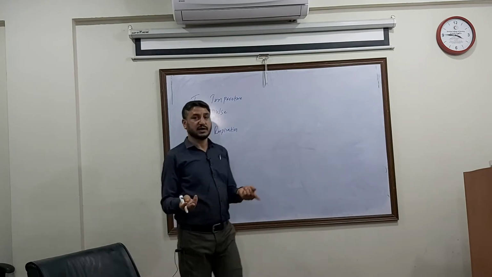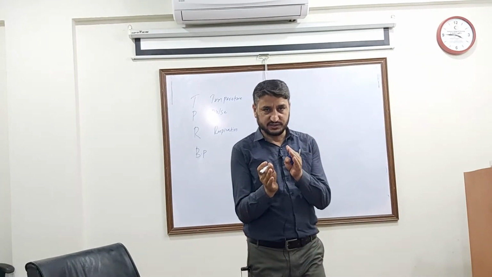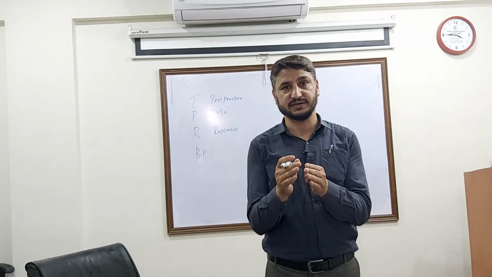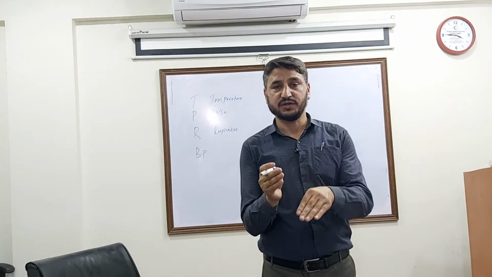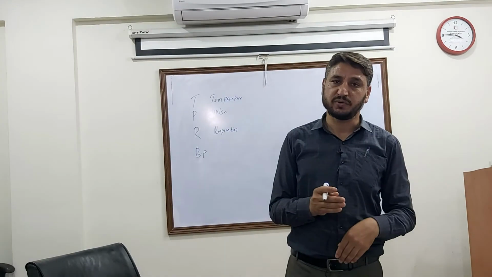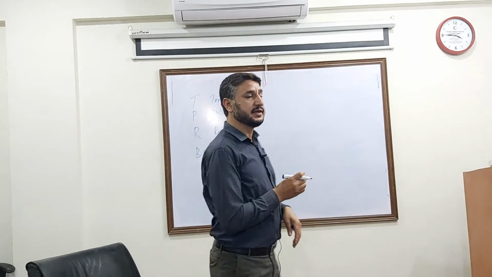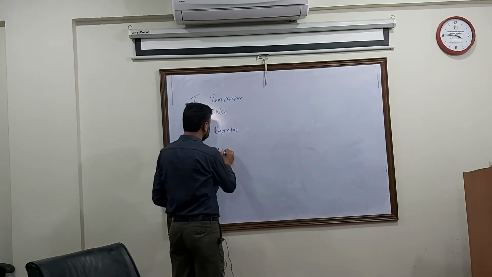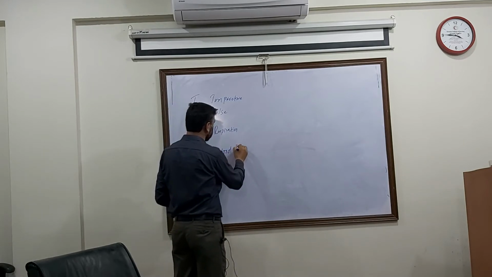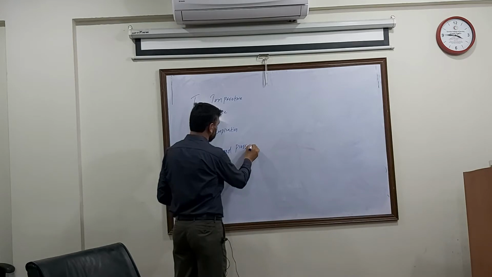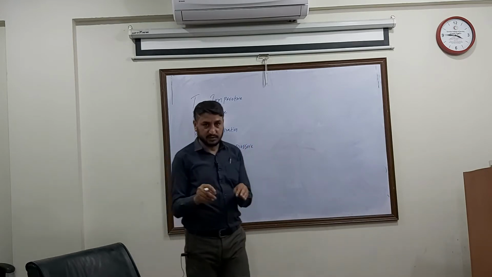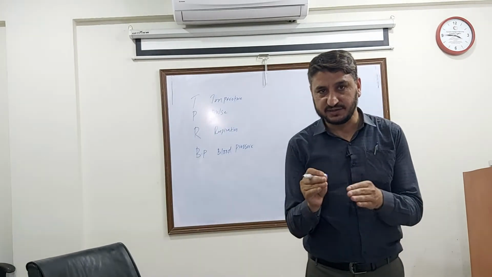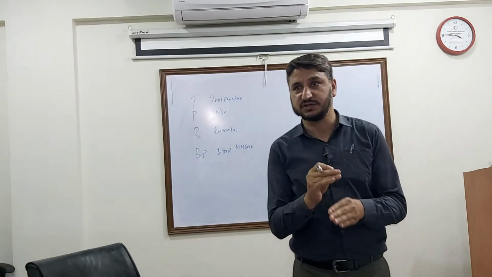Respiration. We can count the respiration to see whether it is normal or abnormal. When the respiration is more than 22 per minute, that is called tachypnea. And B stands for blood pressure. These are the main points on which we can detect the disease, on which we diagnose the disease.